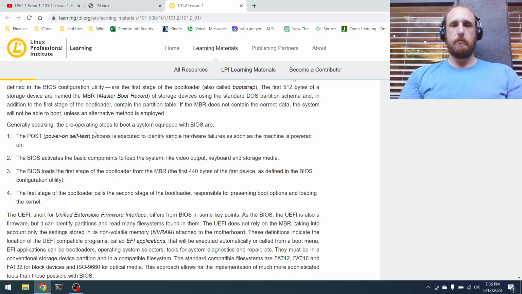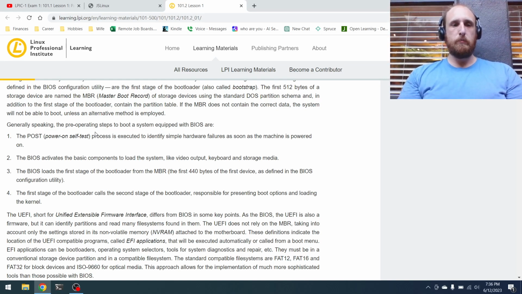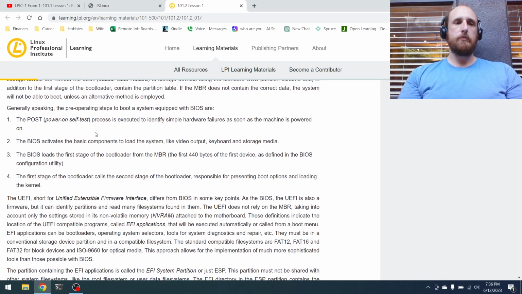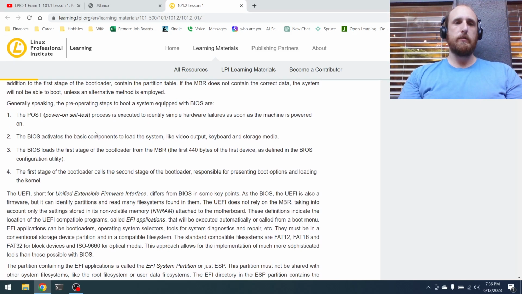The first 512 bytes of a storage device are named the MBR, master boot record, of storage devices using the standard DOS partition schema, and in addition to the first stage of the bootloader contain the partition table. If the MBR does not contain the correct data, the system will not be able to boot unless an alternative method is employed.